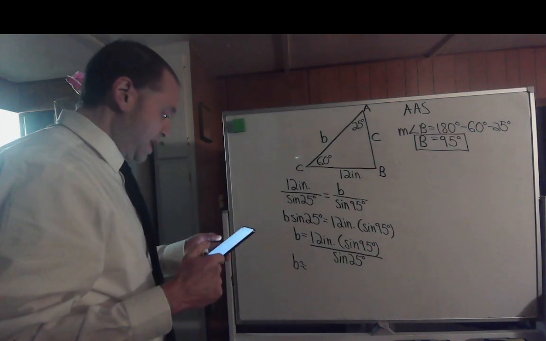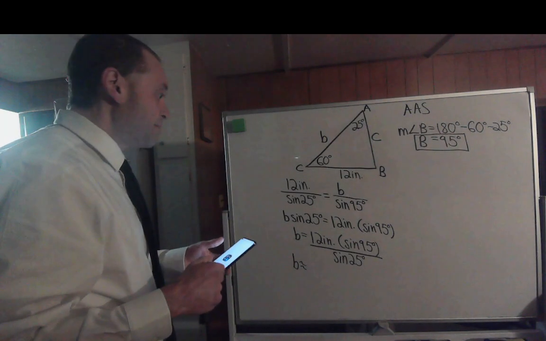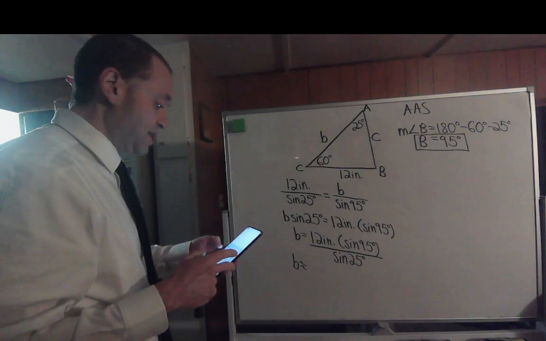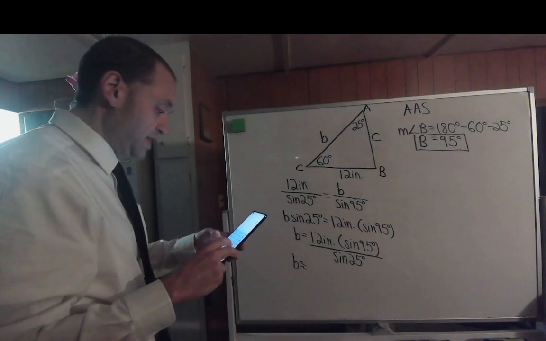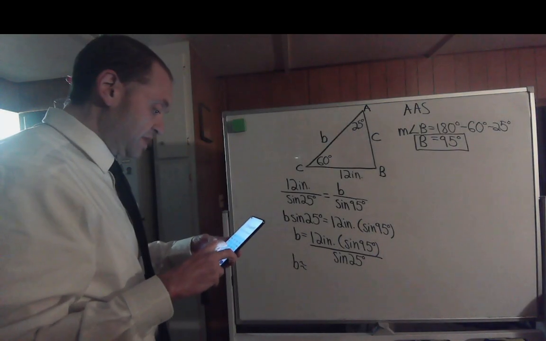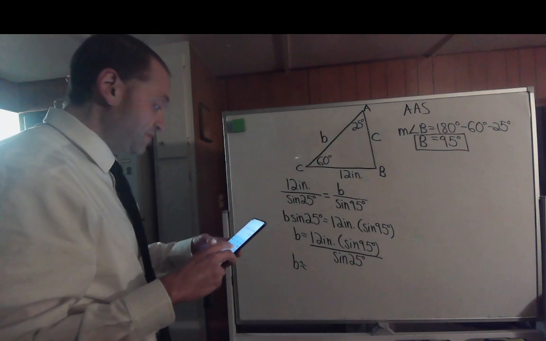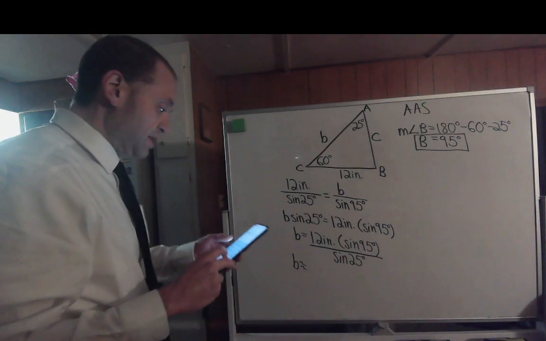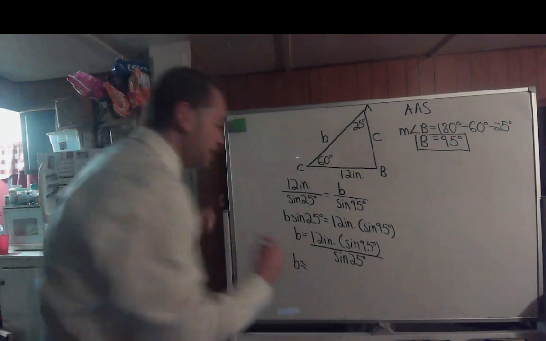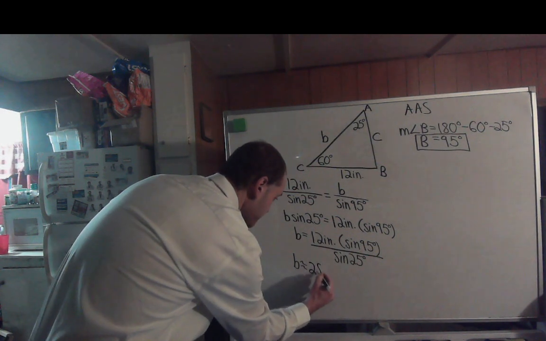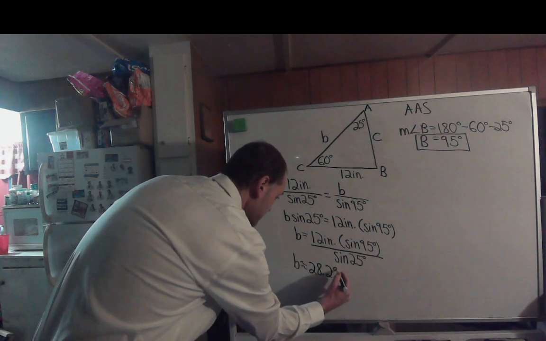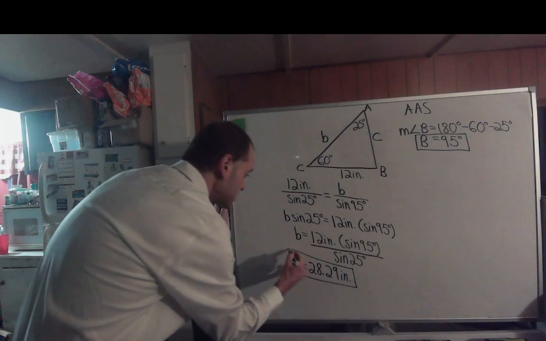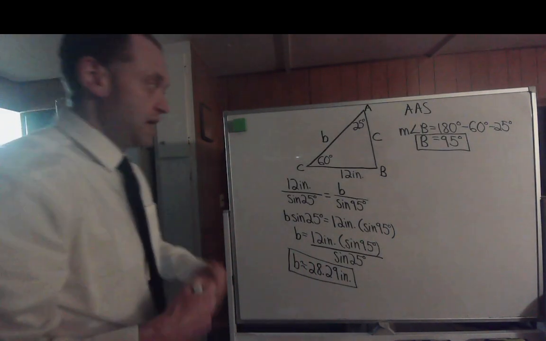So let's go ahead and do that here. Let me just break out my calculator, make sure it's in degree mode. We're only going to be using degrees for today's exercise. So 12 times the sine of 95 degrees, take that, divide by the sine of 25 degrees, you should get a length of about 28.29 inches. So to 2 decimal places, side B has a length of approximately 28.29 inches.